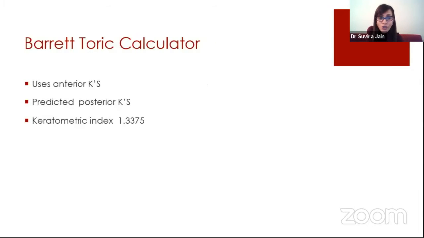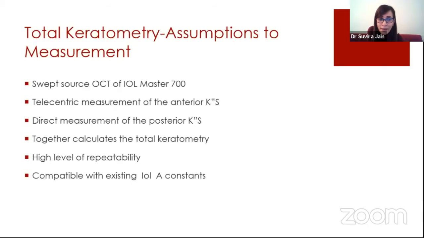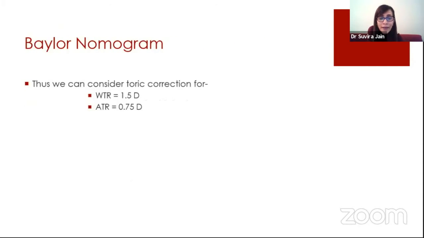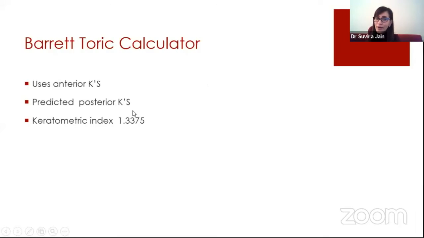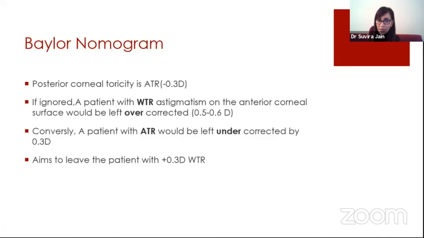And so therefore, what you could do when you are planning a patient for a toric correction, what will be your minimum correction? You can up the threshold for patients with the rule astigmatism to about 1.5 diopters and drop it to about 0.75 diopters for against the rule astigmatism.